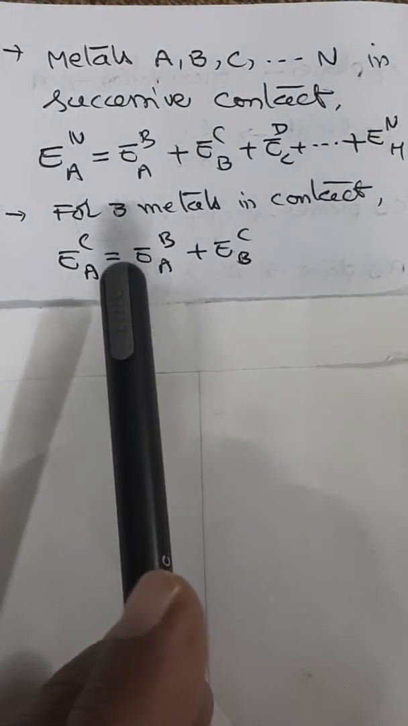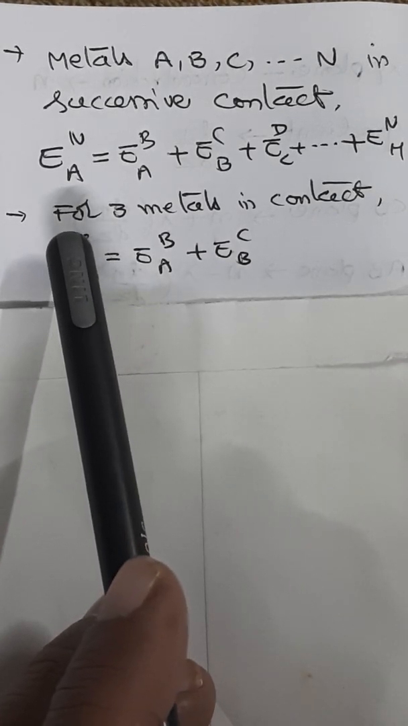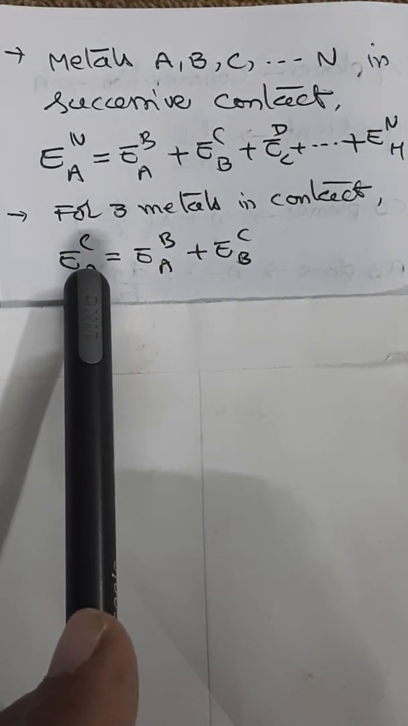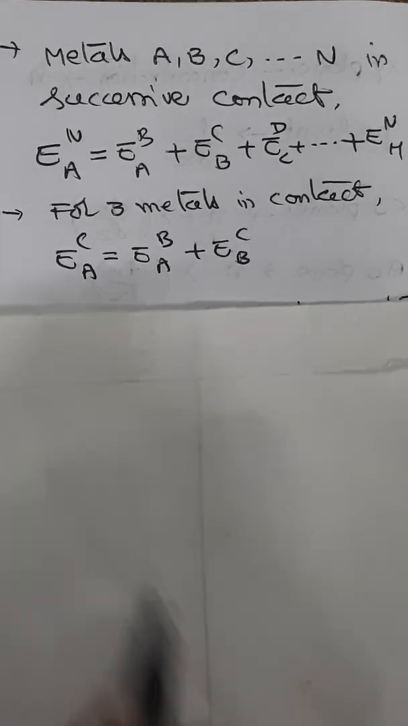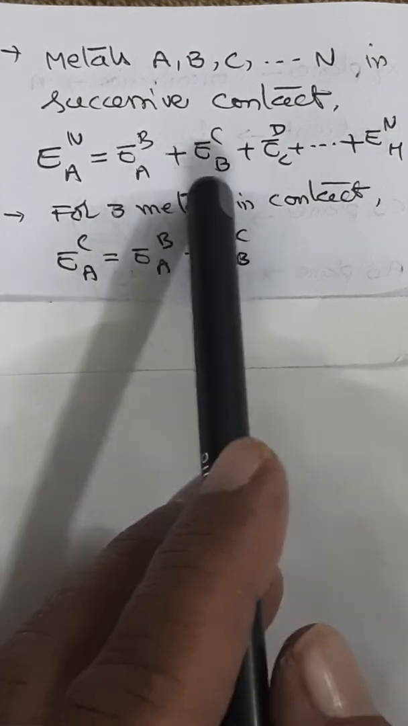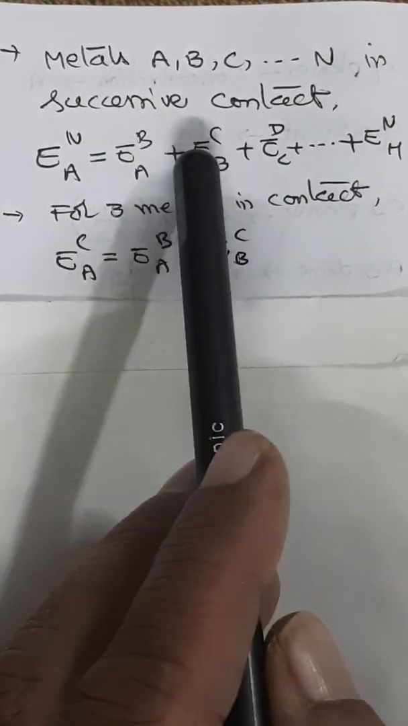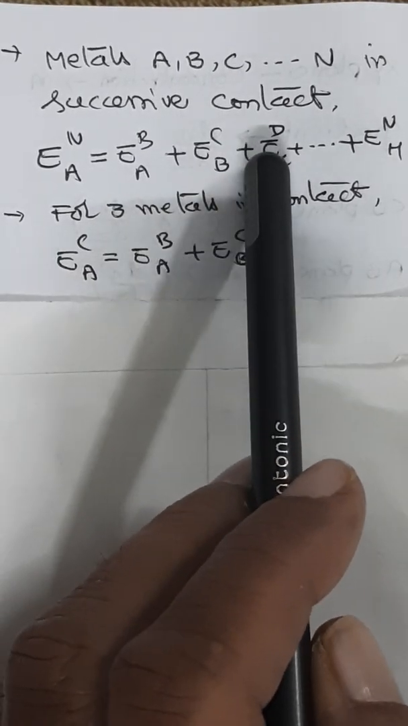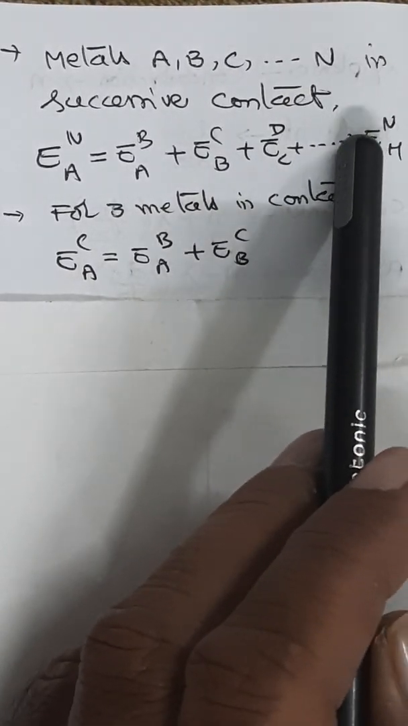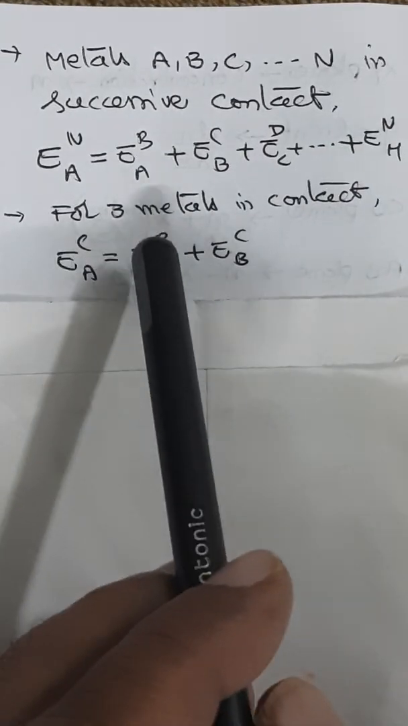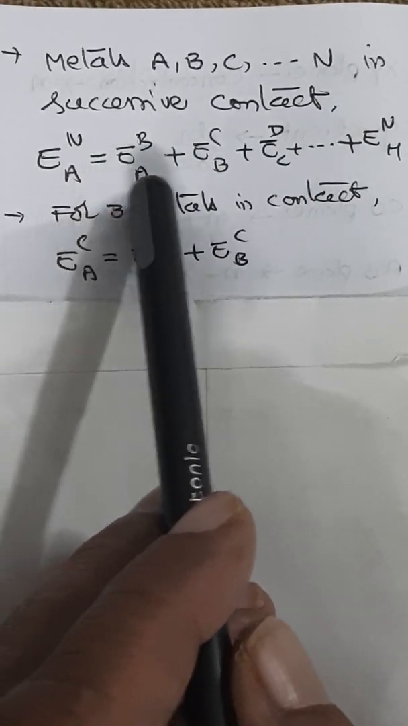Then, as per the law of intermediate metals, the EMF of the series of cells from A to N, that is, the total EMF of the series of cells from A to N, is the sum of the electromotive forces between adjacent sides. That is E of A to B plus E of B to C plus E of C to D plus E of D to E, etc., plus E of M to N. So this is what the law of intermediate metals says.